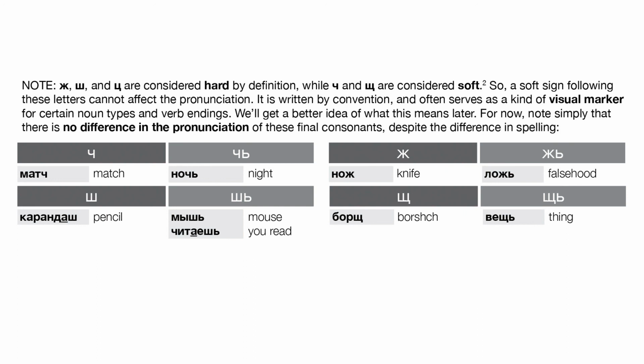Next with sh, karandash. Compare that with mysh, chitayesh, right? No difference in pronunciation. Finally, sh, remember from yesterday, that's a double consonant. Hold it for twice as long, roughly. Borsh. Compare that with viesh. Again, no difference, no true hard, soft distinction there. So we'll understand what that soft sign is doing better at some point down the road.